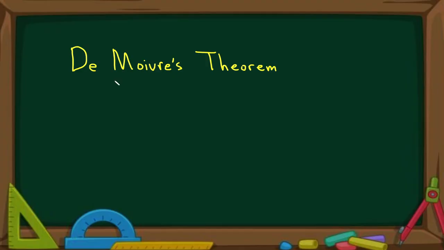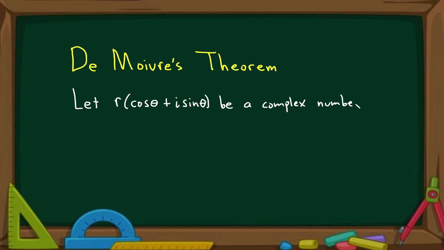In this video, we're going to introduce to you DeMoivre's theorem. DeMoivre's theorem is named after Abraham DeMoivre. So we'll start by writing down a complex number. Let r times cosine theta plus i sine theta be a complex number, and so this complex number is written in polar form, which is also called trig form.